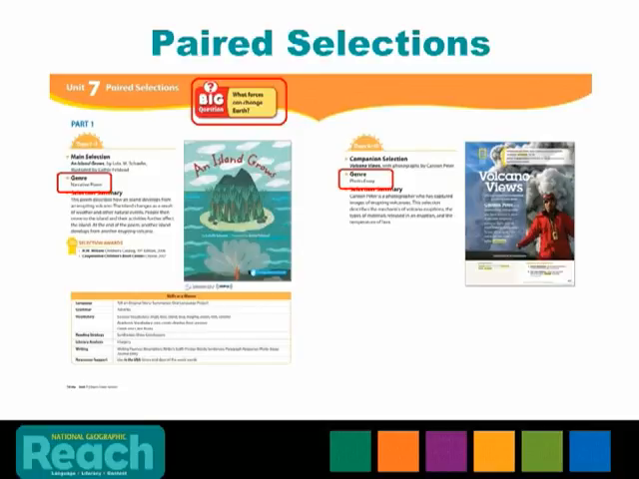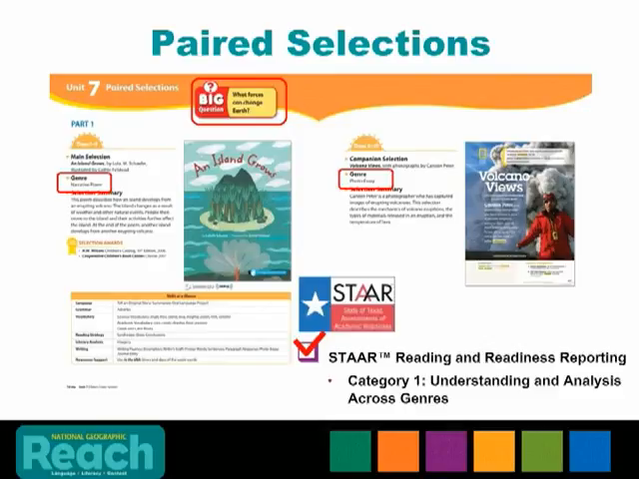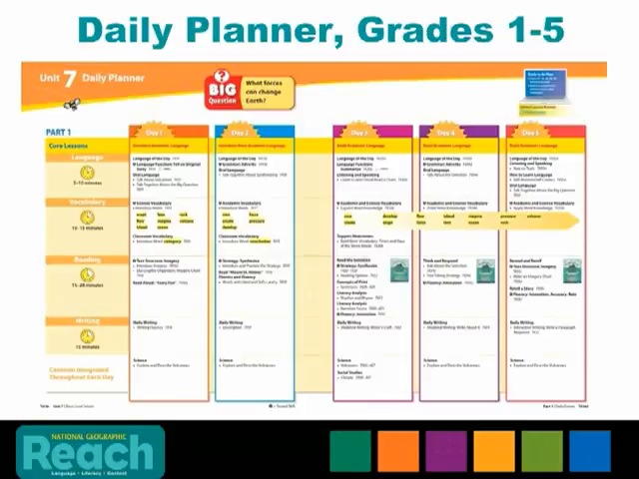The example on this slide comes from grade 3 and includes a narrative poem and a National Geographic exclusive photo essay. Using paired selections in Reach supports all students so that they can understand and analyze across genres, which is a key emphasis on STAR. Within each part, there are 10 days of instruction. Let's take a look at the Teacher Edition planner pages to see how this instruction is laid out.